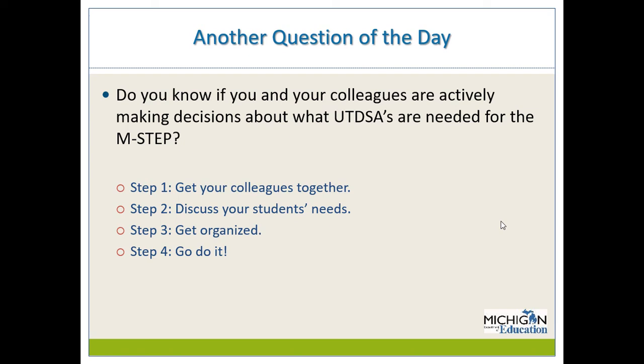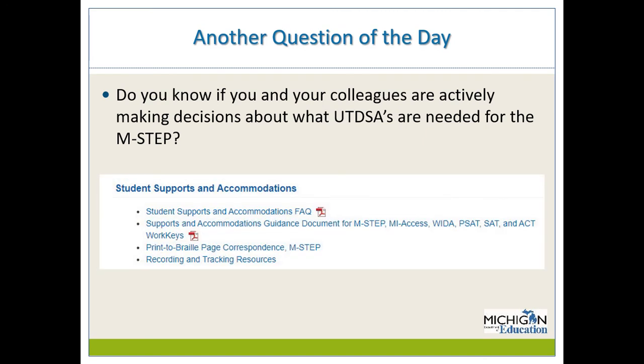Step 2, discuss your students' needs. As you review your students, it might be helpful to use Tool 4, Accessibility Supports in the Classroom, a document that we created to help classroom teachers actually have real discussions about what students' needs are in the classroom. You can find this document by going to the Student Supports and Accommodations section of the M-STEP website and clicking on Recording and Tracking Resources.